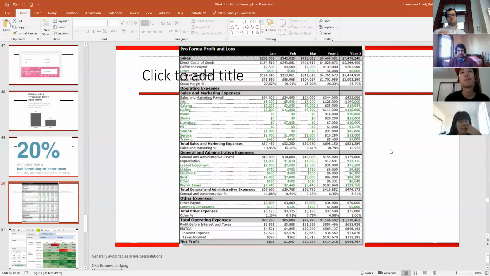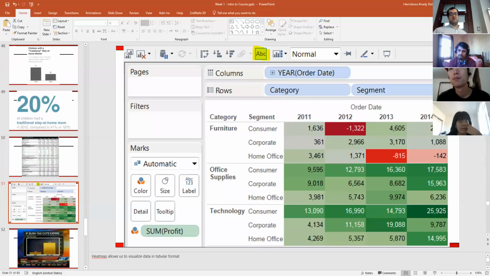Or look at here. It's a pro forma profit and loss. People should spend a big amount of time to read that and get some information. What is going on in this table? But what if you use different colors, and based on the tone of your color, maybe you can see how much positive or negative they are.